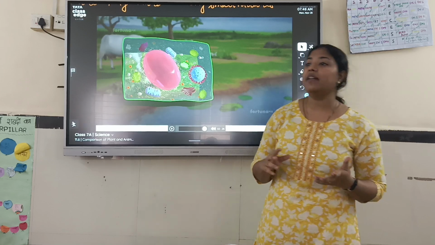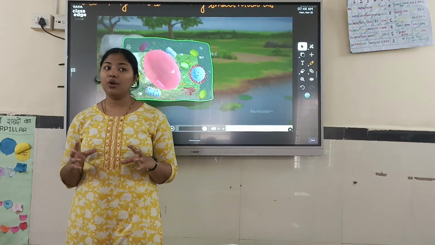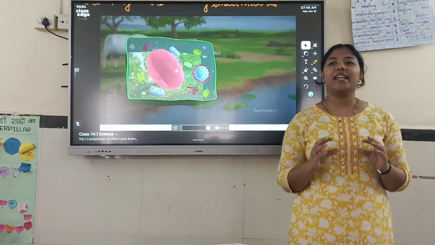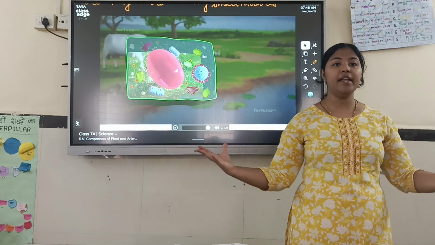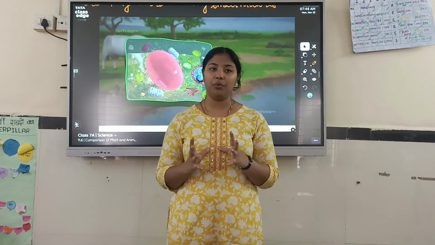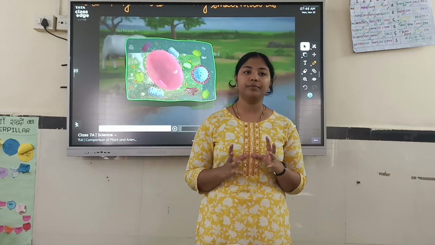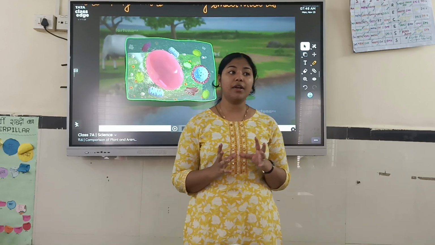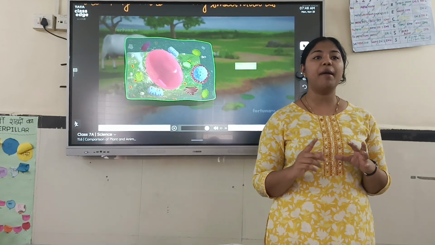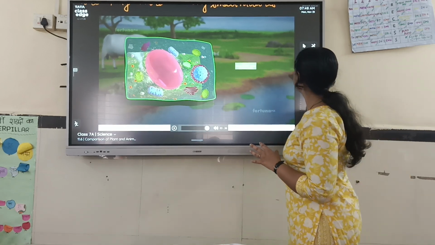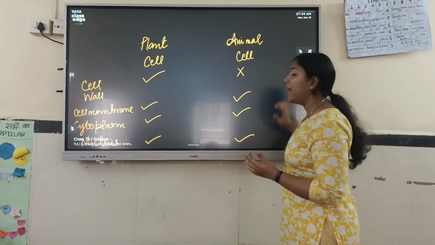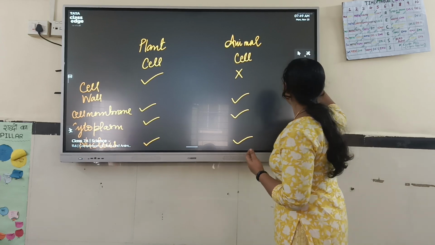After cytoplasm, we had the vacuoles. How was the vacuole in the animal cell? They are small and they are many in number. How is the vacuole in the plant cell? One large vacuole. After vacuole, which organelle did we talk about? Nucleus. The nucleus is present in both the plant as well as the animal cell. How is the membrane of the nucleus? The nuclear membrane is porous. Very good.